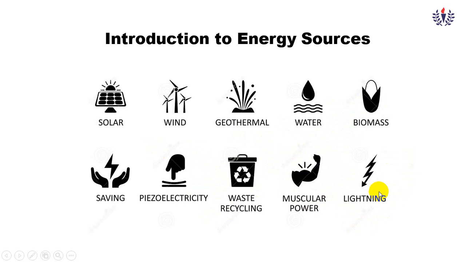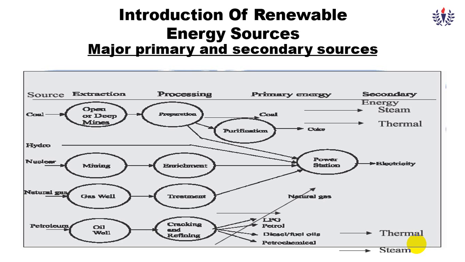Lightning, this is not quite possible, but we can use it in other forms, because lightning is several thousand kilovolts. You can't trap it at any moment easily. So these are all the various types of energy sources, in which we are going to see the renewable energy sources. So what is renewable and what is non-renewable, that is also there.